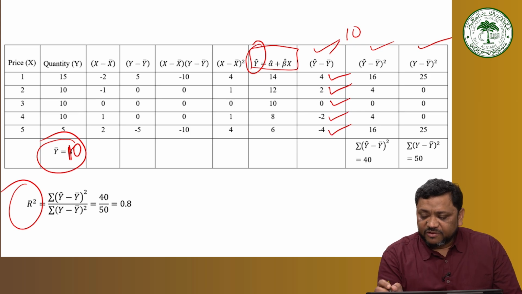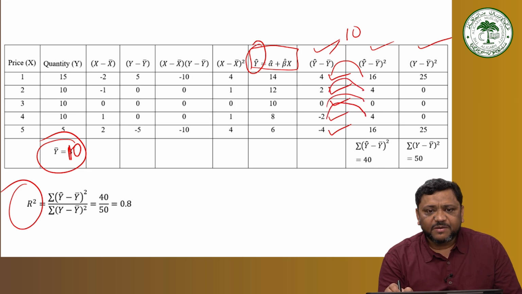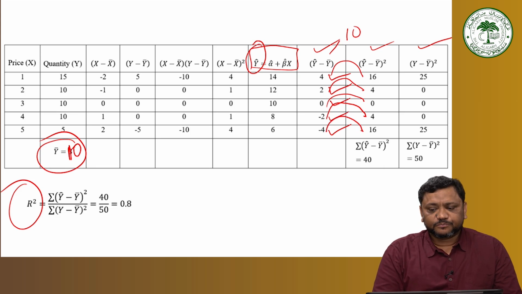Then in the next column, we do the square of it. 4 multiplied by 4, 16. 2 multiplied by 2, 4. 0 is 0. Minus 2 multiplied by minus 2, it's 4. Minus 4 multiplied by minus 4 is 16.